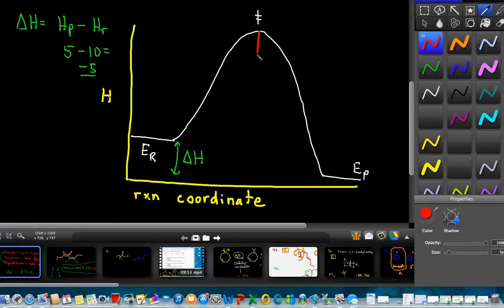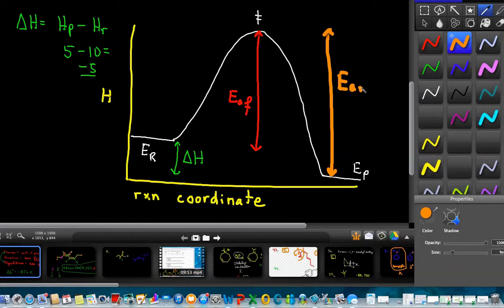The distance from the transition state to the energy of the reactants is called the energy of activation for the forward reaction. On the other hand, if I go from the transition state to the energy of the products, that's the energy of activation for the reverse reaction. Notice in an exothermic reaction, the energy of activation for the forward reaction is smaller than the energy of activation for the reverse reaction. So we're told in problem 1 that this reaction will not proceed at low temperatures.